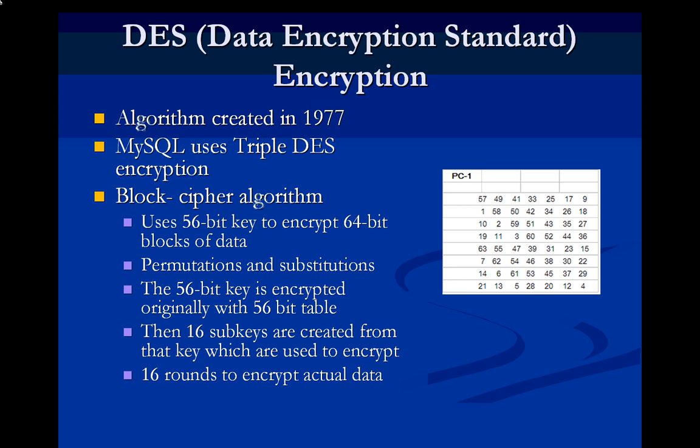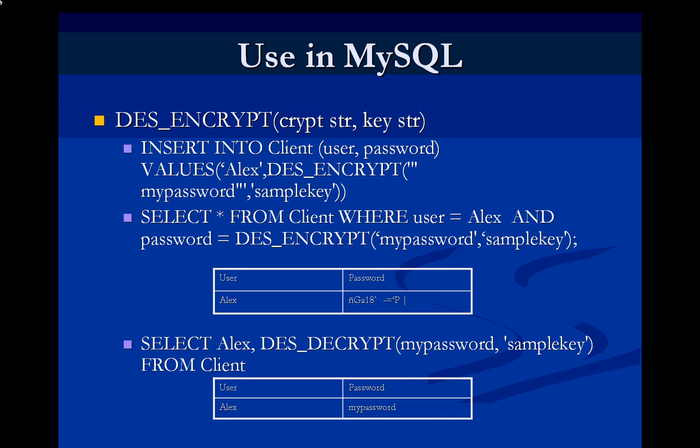To use the DES encrypt function, you need both a crypt string and a key string. The first is the string that you want to be encrypted, and the second is the key that you want to use to encrypt it. In this case, you can see that my encrypted string is myPassword, and my key is sample key. Using these in the DES function produces an encrypted version of the myPassword string as shown in the first select statement. This encrypted version can only be decrypted with the knowledge of the key and then can be displayed in the select statement at the bottom of the slide.